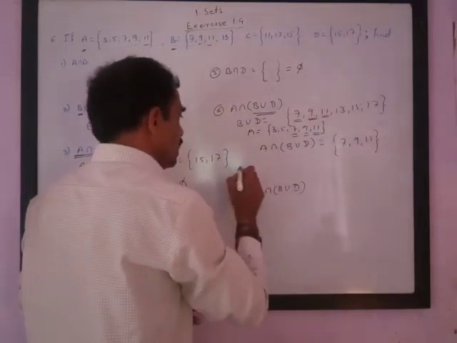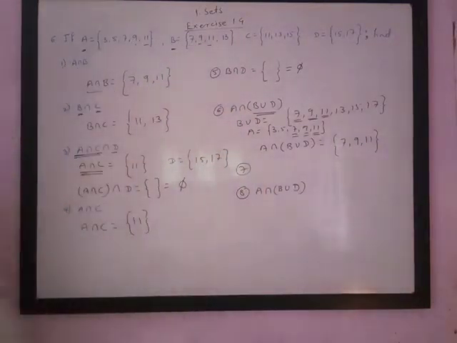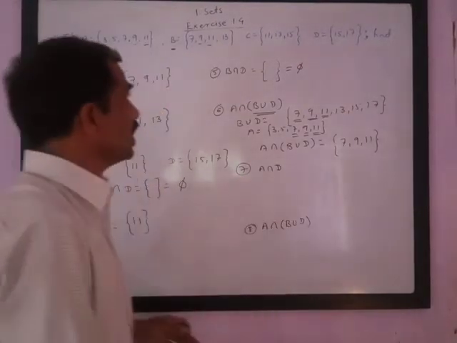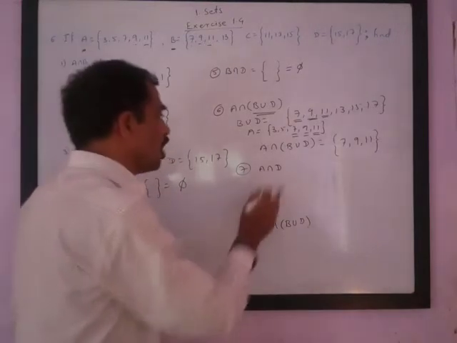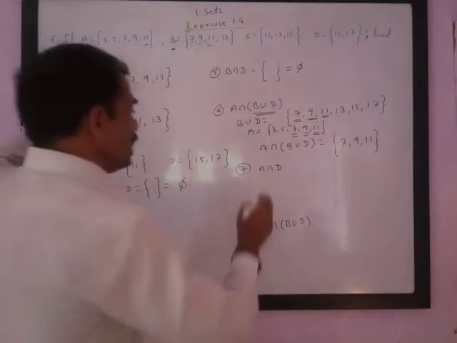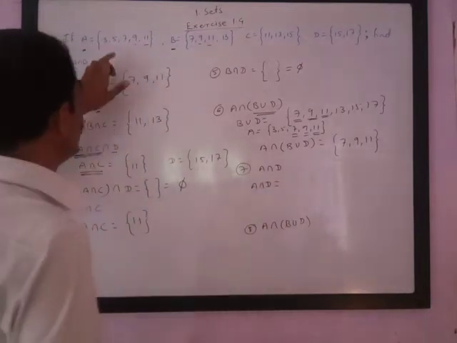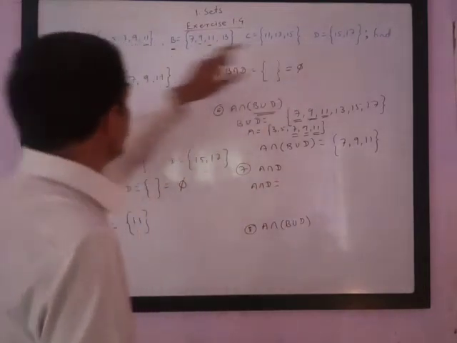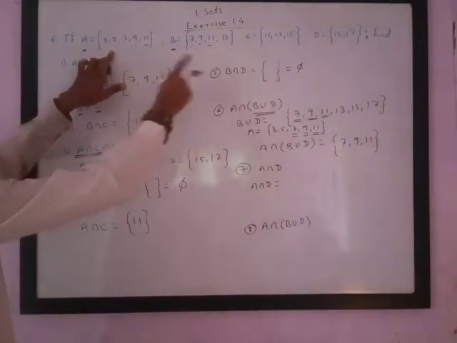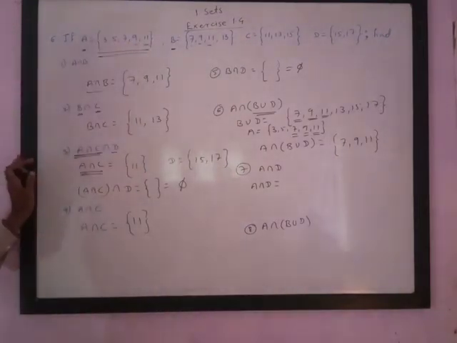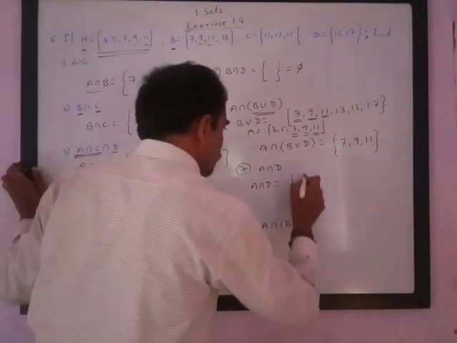And the seventh question is A intersection D, meaning the elements which are common to set A and set D. You will notice that set D is 15 and 17, and neither 15 nor 17 is present in set A. So it means it is a null set.